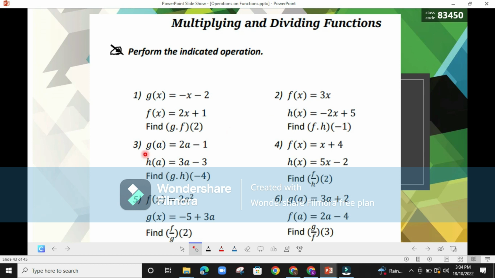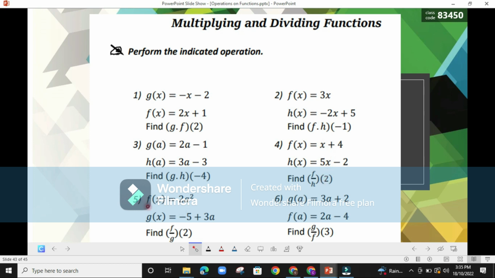Then number 3, g of a is equal to 2a minus 1. h of a is equal to 3a minus 3. Find g times h of negative 4. Number 4, f of x is equal to x plus 4. h of x is equal to 5x minus 2. Find f divided by h of 2. So this one, after getting the quotient, you're going to replace x with 2.